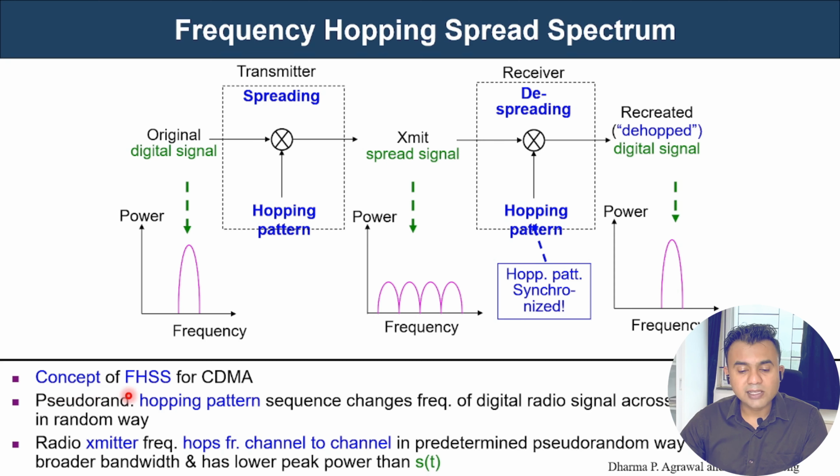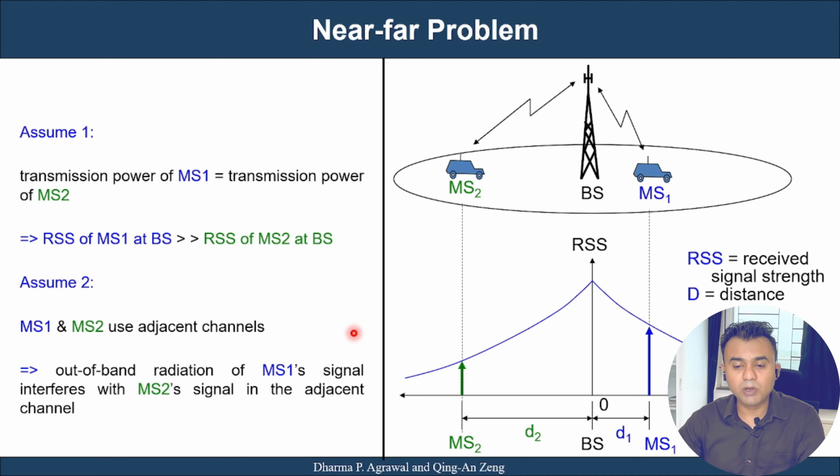This is also known as FHSS, frequency hopping spread spectrum, for CDMA. We have used this many times in previous generations, maybe in LTE and elsewhere. A pseudo-random hopping pattern is used to change the signal pattern as we have seen here, and then it is transmitted, and at the receiver side again the same pattern will be used.